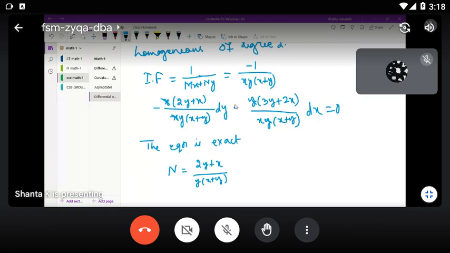How do you multiply minus? This becomes this, and m becomes 3y plus 2x. You solve and let me know. So use partial fraction.